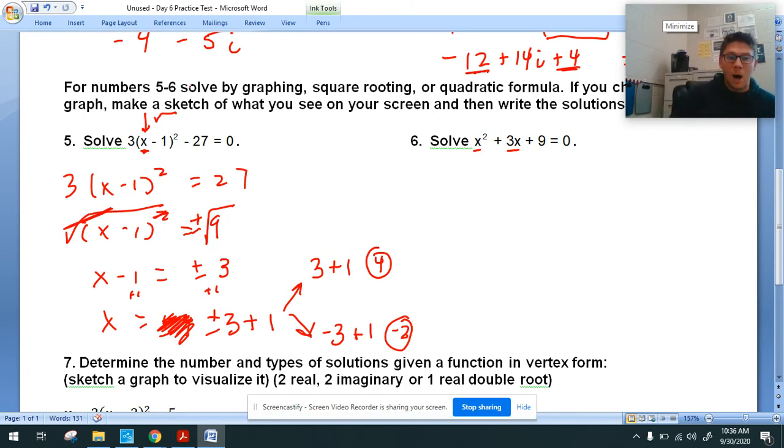Graphically, if this was a y in front right there, and then we plugged a 0 in, those are our x-intercepts if we were to look at the graph of this function.